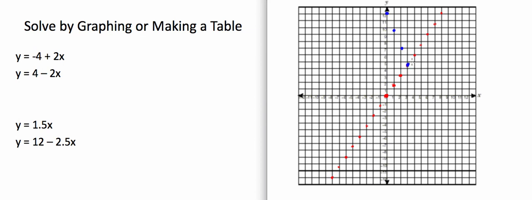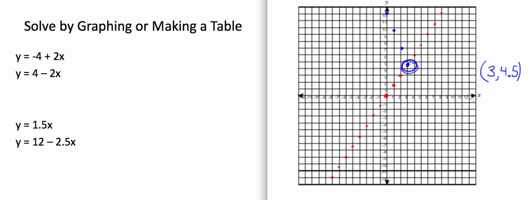Well, it looks like we've got our intersection point. Our intersection point's right there. The x value is 3. The y value is halfway between 4 and 5, so the y value is 4.5.